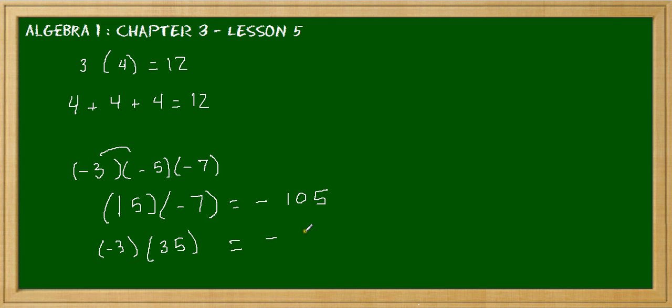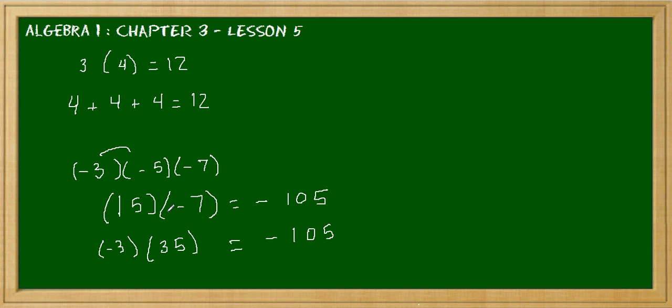Negative 3 times positive 35 would yield a negative, and that would have been 105. Okay, the same. So no matter which way you would have multiplied, you would have gotten the answer. So you just have to keep applying the rule each time you're multiplying two numbers until you get to your final number.